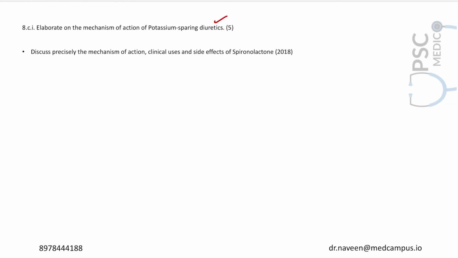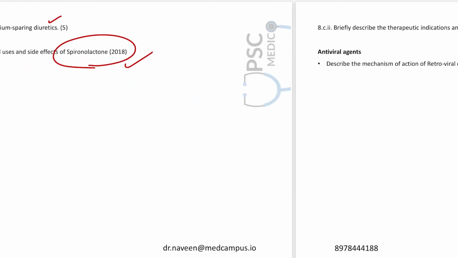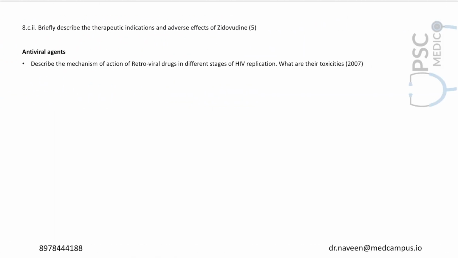Again, potassium sparing diuretics. From diuretics, every year they're asking the question. Last year they asked about furosemide, before that thiazide. Now they're asking potassium sparing spironolactone. Okay, we did discuss this in the video course in detail. What is the mechanism of action of spironolactone, a potassium sparing diuretic?